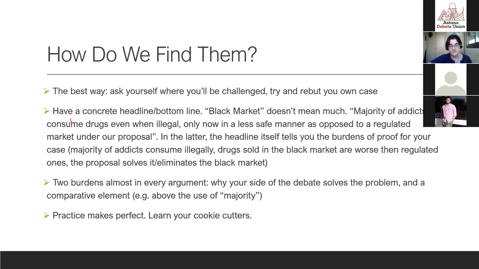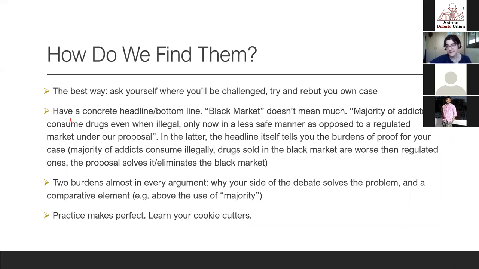A second common thing that we need to have in most of our burdens for arguments is a solution. What people often fall on in terms of burdens of proof is a problem-solution mismatch. So what is also very common when we need to find the burdens of proof for our arguments is to show why our side of the debate solves the problem that we describe. Or in other words, in the particular example we gave, why our argument eliminates the black market.